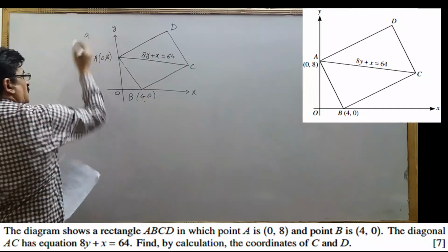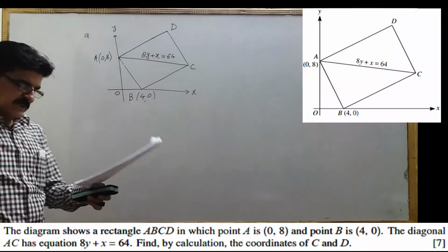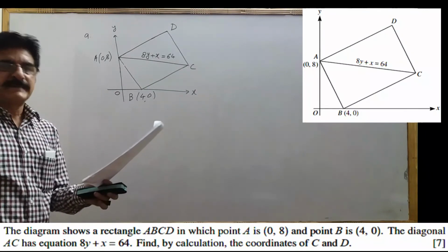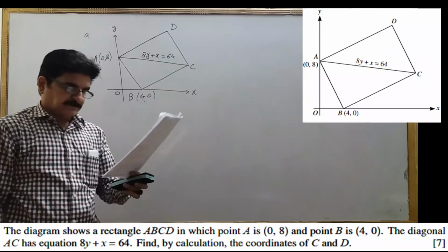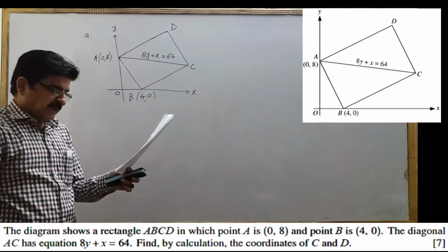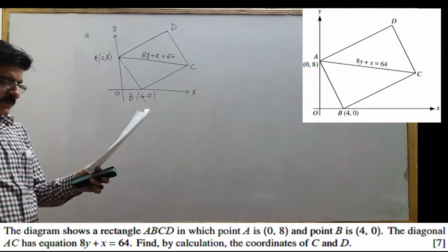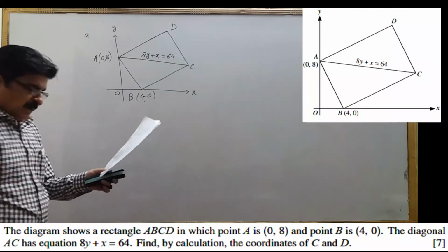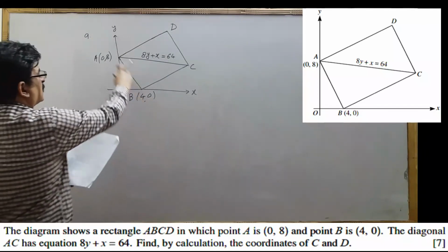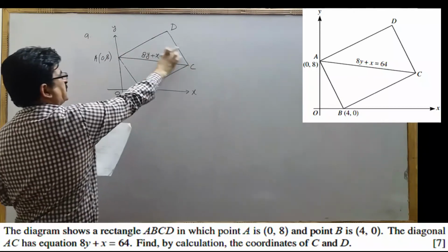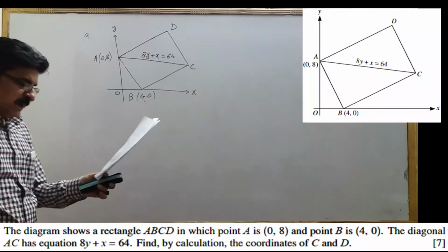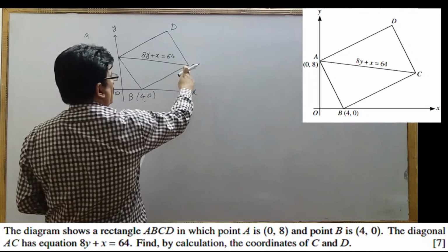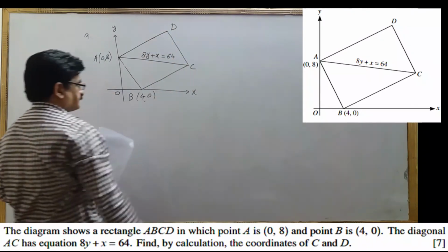Question number 9. This is the last question. We have a new situation. In this question, you are given a rectangle. The diagram shows a rectangle ABCD in which the point A is (0, 8) on the y-axis, B is (4, 0) on the x-axis. The diagonal AC has the equation 8y plus x equals 64. By calculation, find the coordinates of C and D.